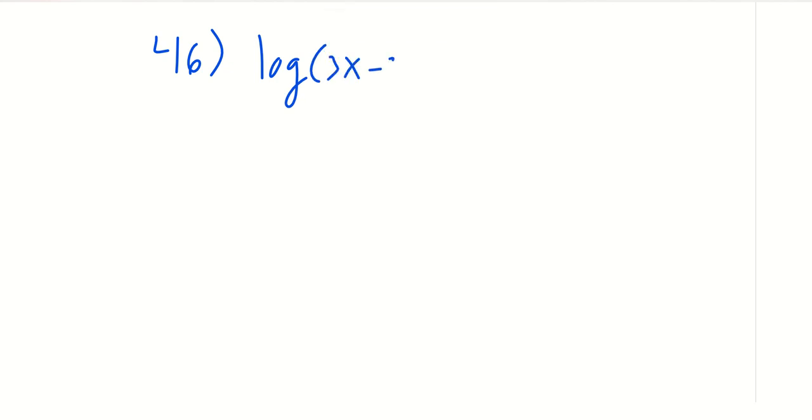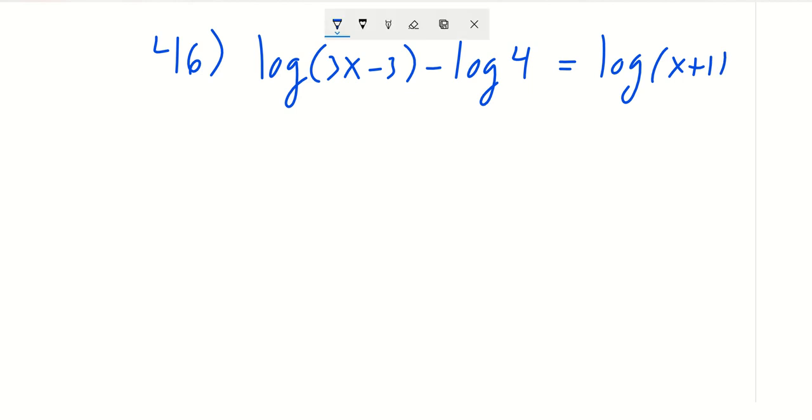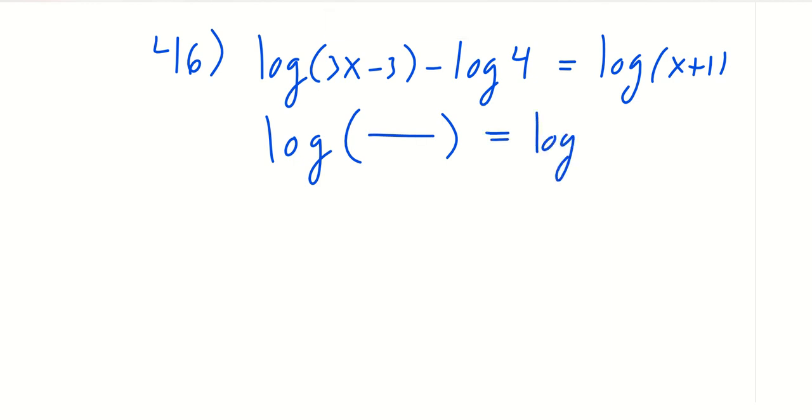Let's take a look at the next one. In 46, we have log, common log, of 3x minus 3 minus the log of 4 equals log of x plus 1. This is very similar to the last example where we have logs on both sides of the equation. So we want to condense both sides so that we have just a single logarithm. On the left-hand side, we can do this by using the quotient rule for logs. If we have the difference of the two logs, we can write that as the log of the quotient.